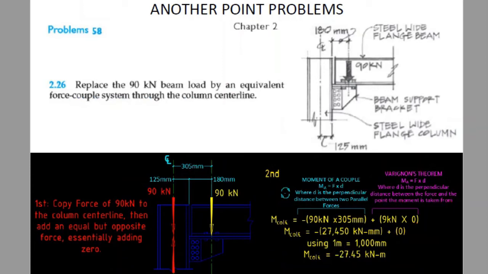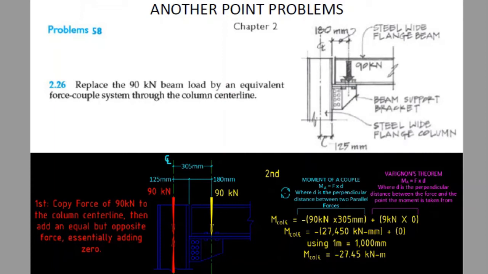Last, let's look at the resolution of a force and a couple acting at another point. In this example, we have problem 2.26 on page 58. The problem reads that we are to replace the 90 kN beam load by an equivalent force couple system through the column centerline.